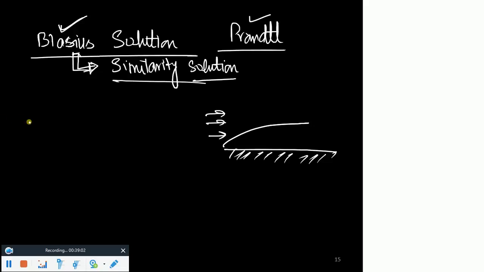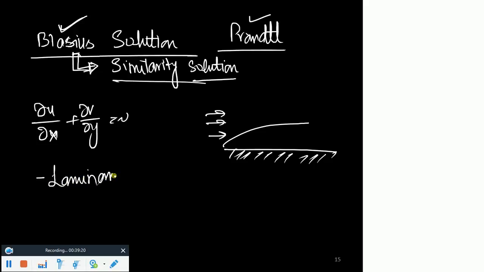Okay, and you have non-linear equations, isn't it? Partial u by partial x plus partial v by partial y equals 0. This is the continuity equation, and then you have the Navier-Stokes equation. These equations are non-linear. You can't solve them analytically. Blasius assumed a few things. He assumed that the flow is laminar.